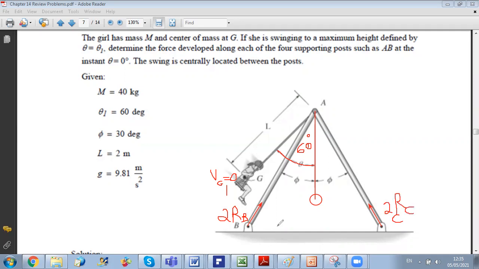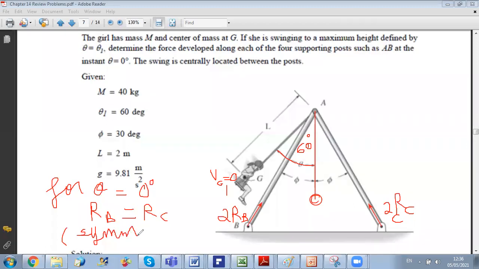And you can see that by symmetry, when the girl is at this position at 0 degree, you have symmetry in your figure. So in this case, RB will be equal to RC when theta equals 0. So for theta equals 0 degrees, I have that RB is equal to RC due to symmetry. And now the second step is to try to find what equation to use to get RB and RC.